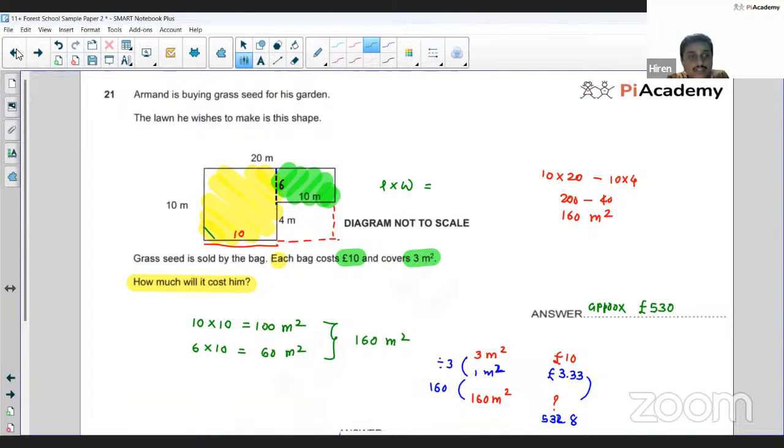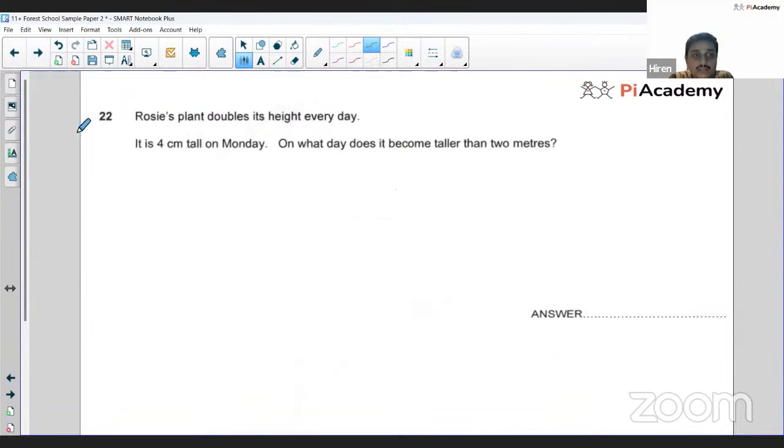So let's move on to the next question. Rosy's plant doubles its height every day. So there is a plant and its height is getting double every day. The question is, it is 4 centimeters tall on Monday. And now the question: on what day does it become taller than 2 meters?